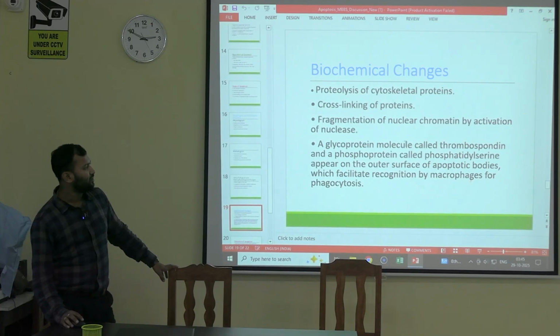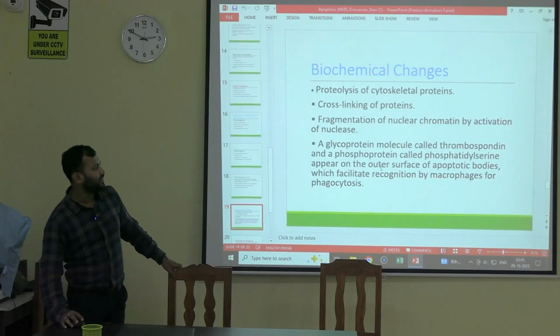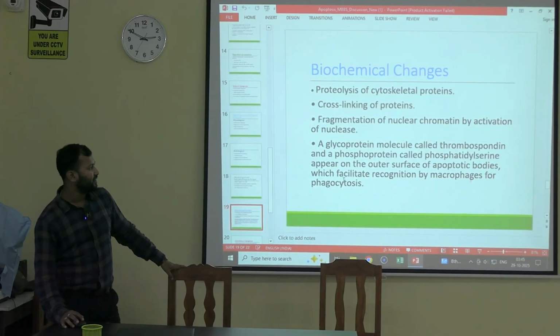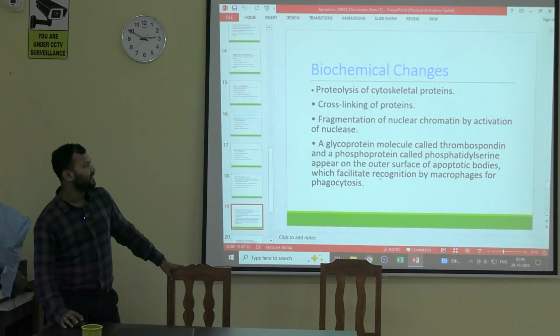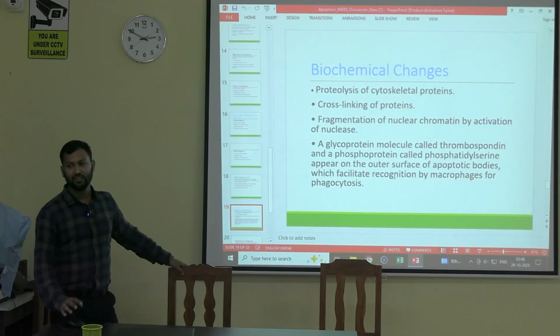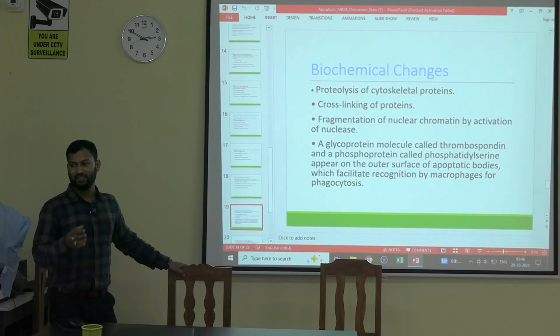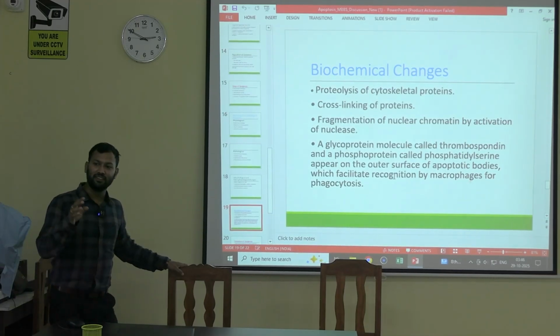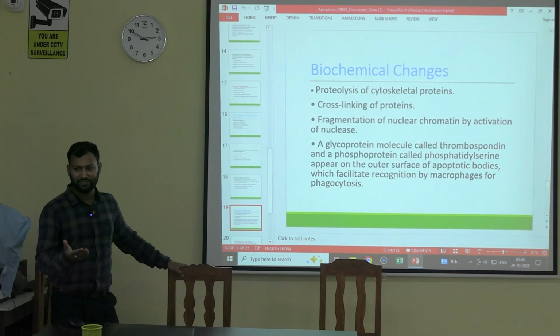A glycoprotein molecule called thrombospondin and a phosphoprotein molecule called phosphatidylserine appear on the outer surface of the apoptotic bodies. The bodies are formed, so they appear on the outside surface, which facilitate recognition by macrophages for phagocytosis. So macrophages will come and eat them. So obviously for recognizing them, this thrombospondin and phosphatidylserine are required for identification.